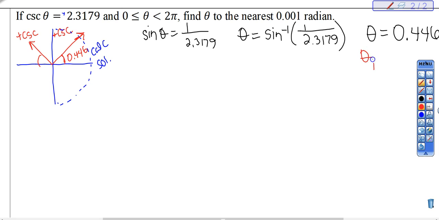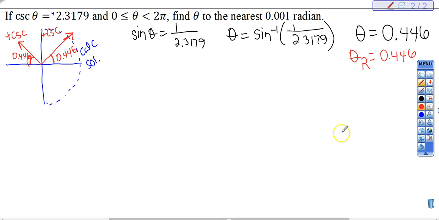So what is theta's reference? Theta's reference is acute. Yeah, it's the same. If the calculator gives me a solution in quadrant 1, it's also representing the reference angle. So this measure over here on this side is also 0.446. And that's from the terminal side of angle theta connected to the nearest x-axis, which is really important. Okay, so here we go. In quadrant 1, we know the first value of theta to the nearest thousandth is 0.446.